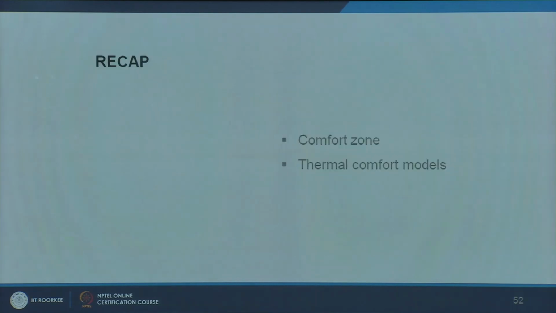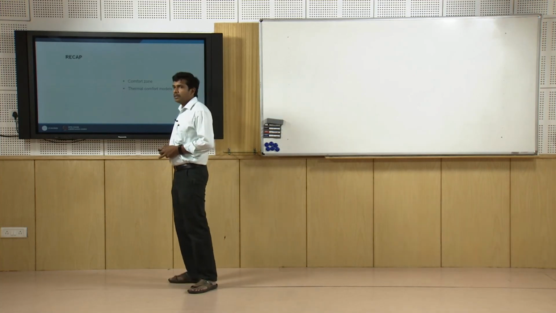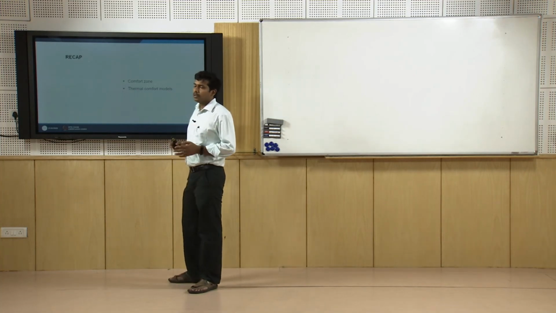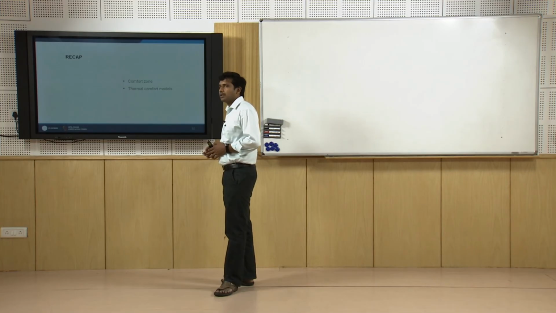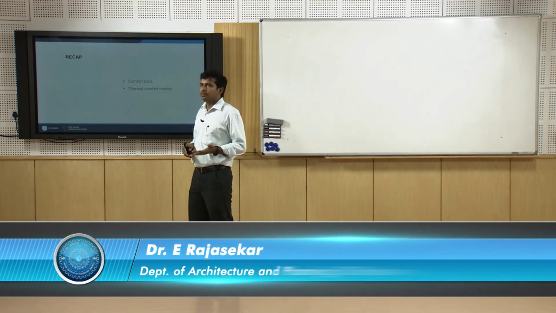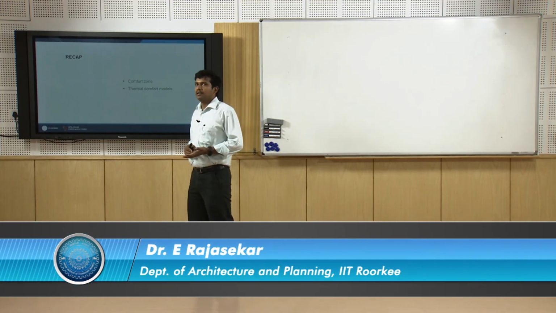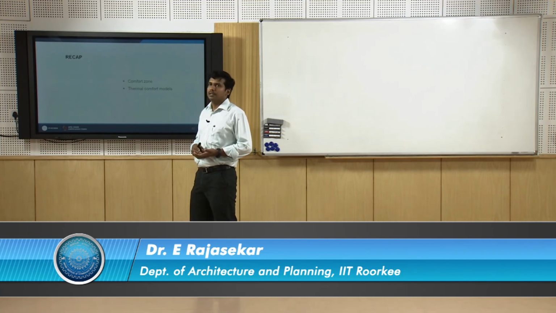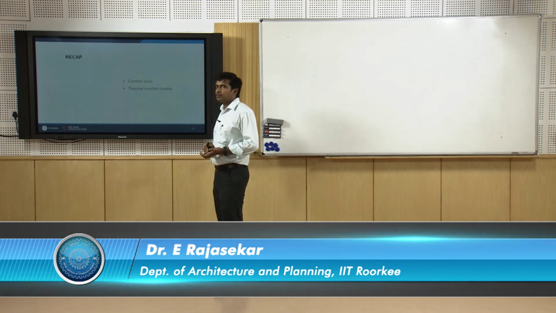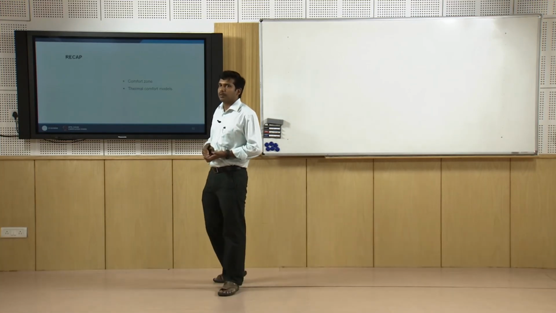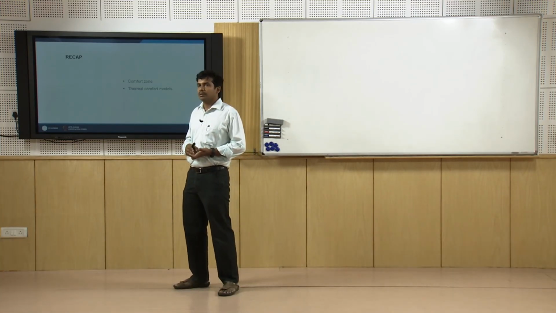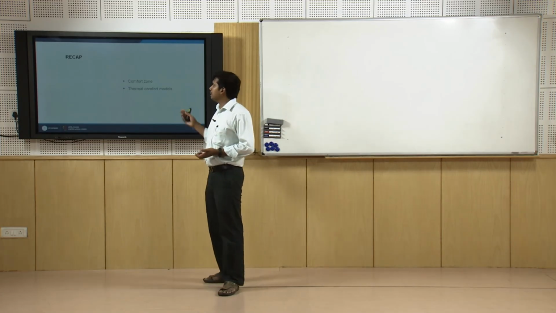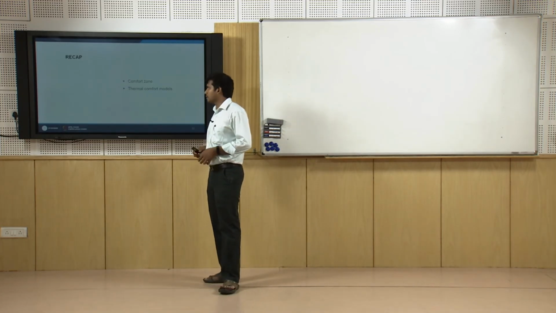So, we will close this session here. To recap, we looked at the comfort zone, how the comfort zone is defined in international models. We looked at the ASHRAE comfort zone, then we looked at how the Indian standard defines the comfort zone. Then we also looked at certain comfort models. Primarily we looked at Pierce's two-node model and Fanger's comfort model, apart from which we also looked at the tropical summer index, which is more applicable in the Indian context.